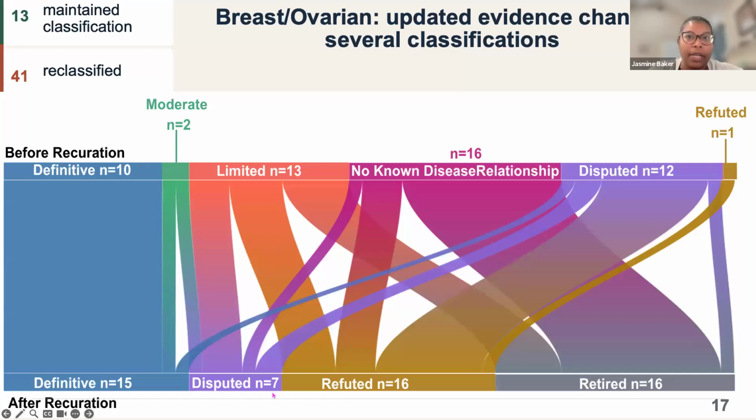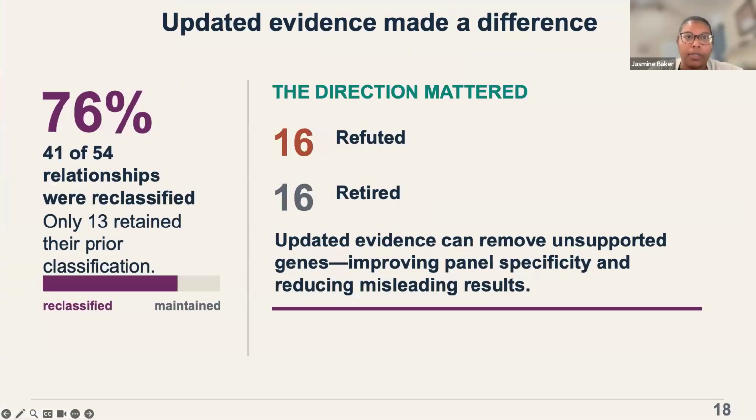We don't have any moderates anymore, and our refuted is still refuted. I won't refute it. Okay. So 76% of those relationships were reclassified, which really shows the power of having some of these larger case control studies and updating your curations and your classifications whenever you do get new information. So updating the evidence really made a huge difference for these breast cancer and ovarian cancer curations.